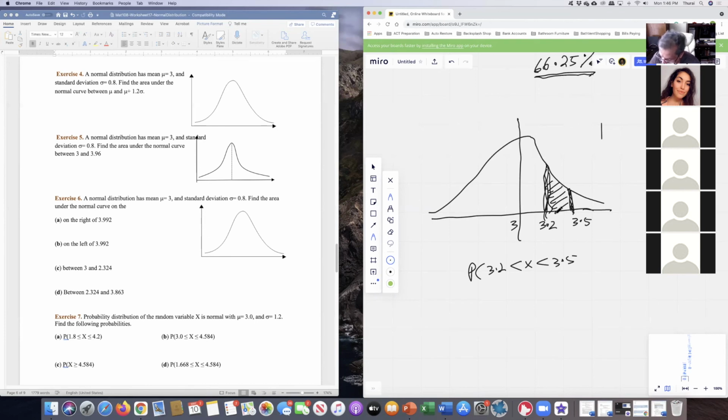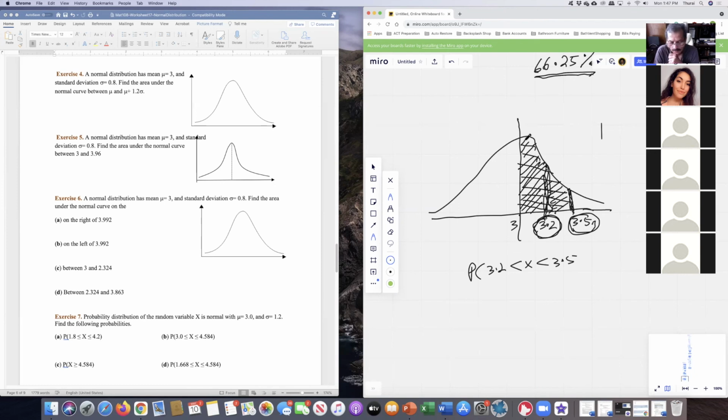Let me explain. If I find the z-score of this number and look it up in the table, that will give me the area from the mean to that number, this whole area. Agree? Then I find the z-score of this number and look it up in the table. That will give me the area from the mean to that number, which is this. What do I do with them? Subtract them, exactly, to get the area they're asking for.